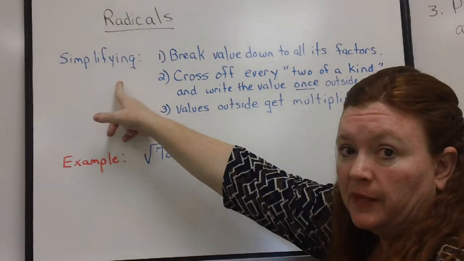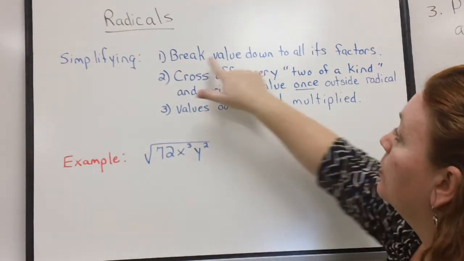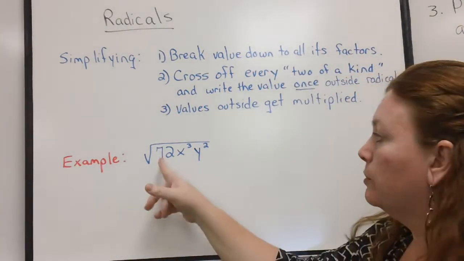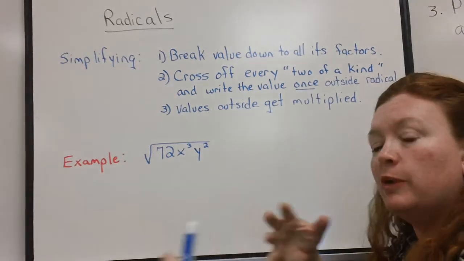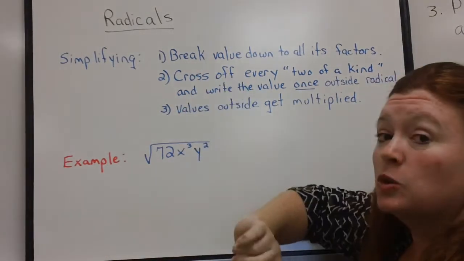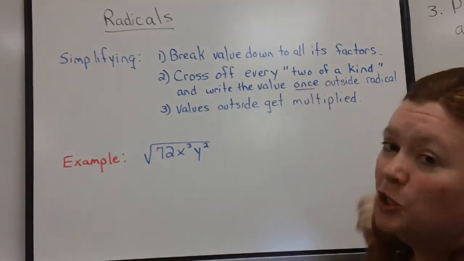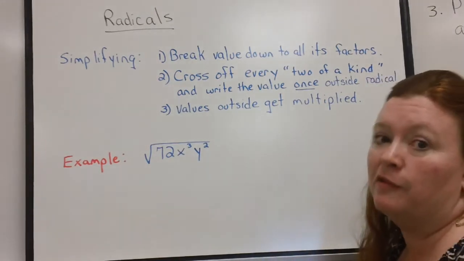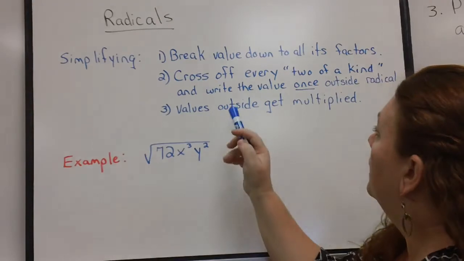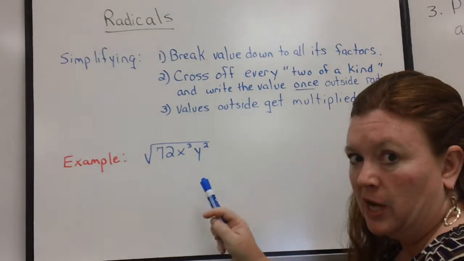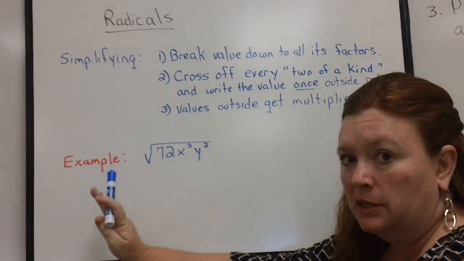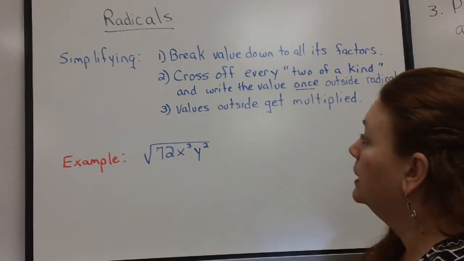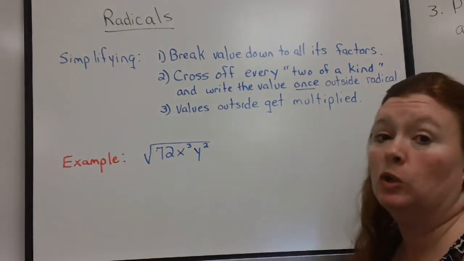To simplify, I have 3 steps that I wrote down. Number 1, break the value down to all of its factors. So whatever values you have in there, whether it be numbers or numbers and variables, you're going to break it down into all of its factors. For a square root, we're going to cross off every 2 of a kind. We'll get into this in the next video, but a cube root would be 3 of a kind, a fourth root would be 4 of a kind. When you cross off 2 of a kind, it comes to the outside, and we're going to write the value once on the outside of the radical. And then finally, any values that are outside get multiplied together.